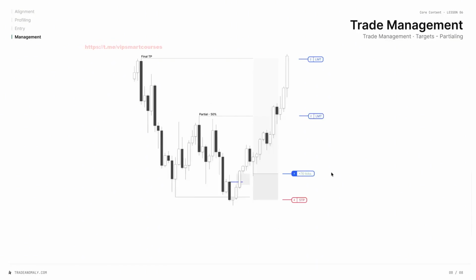Now let's talk about partialing. This is really what I'm talking about with being higher than a 2R. So I'm not the biggest fan of just targeting 2R and partialing there. I'm more of a fan of partialing at relevant levels. So if this is your final TP, your higher time frame liquidity, this is the reversal. Let's kind of walk through everything here.